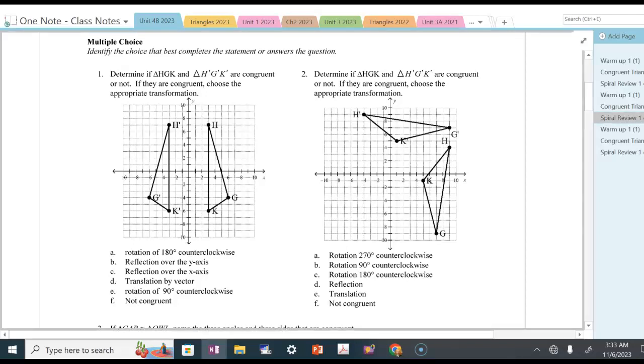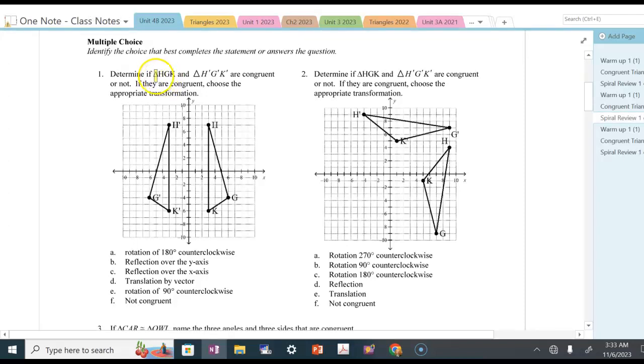Hello geometry students, today's learning target is to talk about transformations in triangles and then solving triangles with congruent statements that we've done the last couple days in class. So if we look at these two triangles, is triangle HGK congruent to triangle H prime G prime K prime? And if we look at the triangles, it does look like these sides that I'm marking are congruent. Likewise, the 2 tick marks and 2 tick marks, and then 3 tick marks and 3 tick marks.